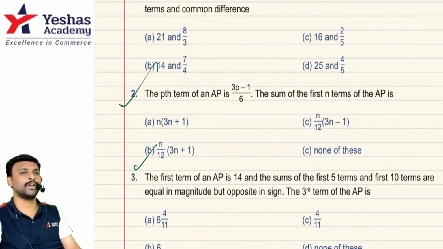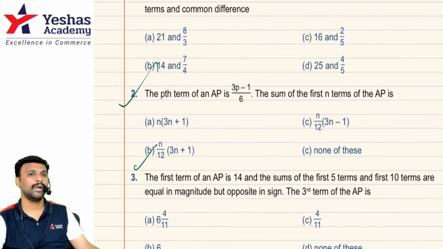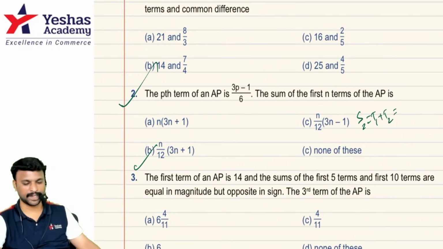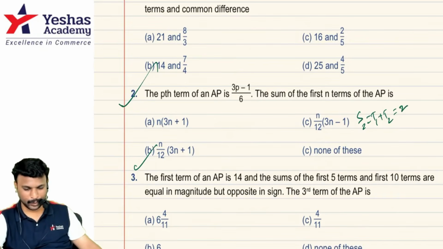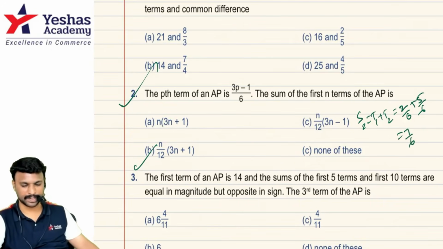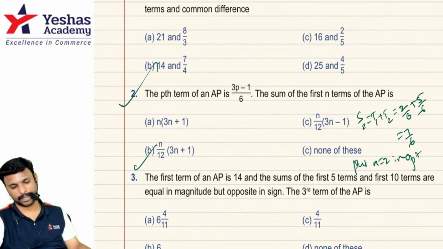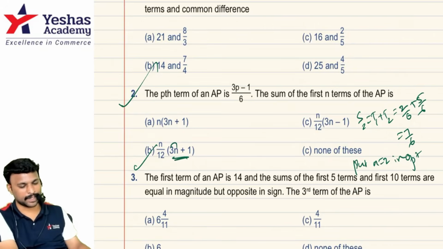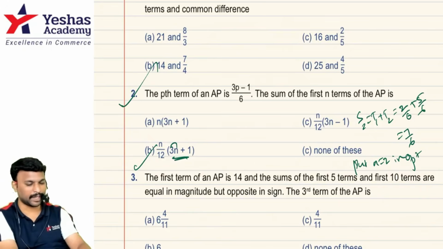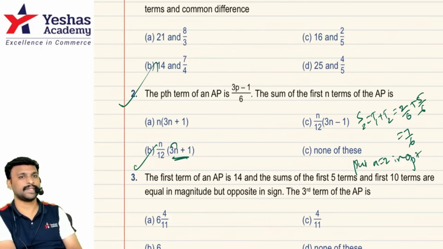Sir, you said nth term given. You have given pth term. When p equal to 1, you get first term. Put p equal to 2, you get second term. Add the 2, you get what? S2. What is T1 plus T2? 2 by 6 and 5 by 6, which is 7 by 6. Put n equal to 2 in options. Option B only. 3 2s are 6, 6 plus 1, 7. 7 into 2, 14, 14 by 12, which is nothing but 7 by 6 only.